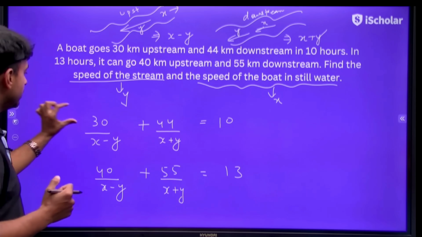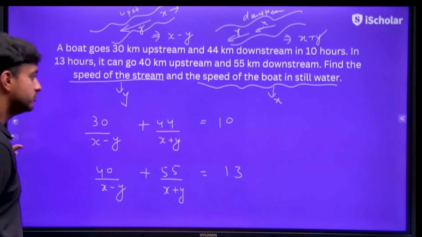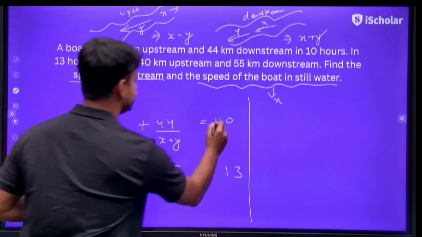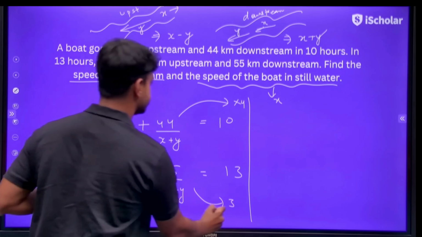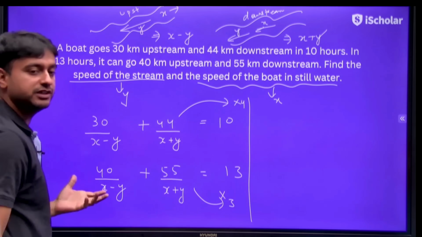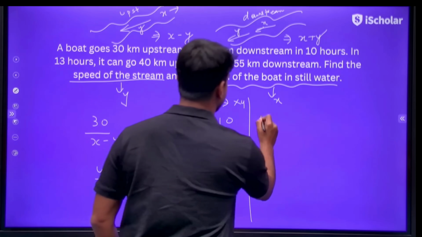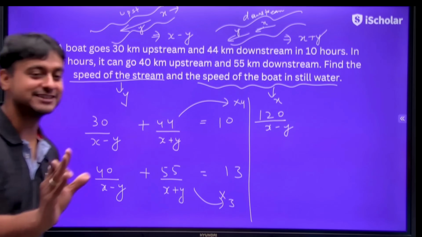So I can make the coefficient of 1 over x minus y equal. So what I'll do is I'll multiply this equation with 4 and this equation with 3, correct? Absolutely, no doubt about it. So what will be 30 times 4? It would become 120 over x minus y, correct?